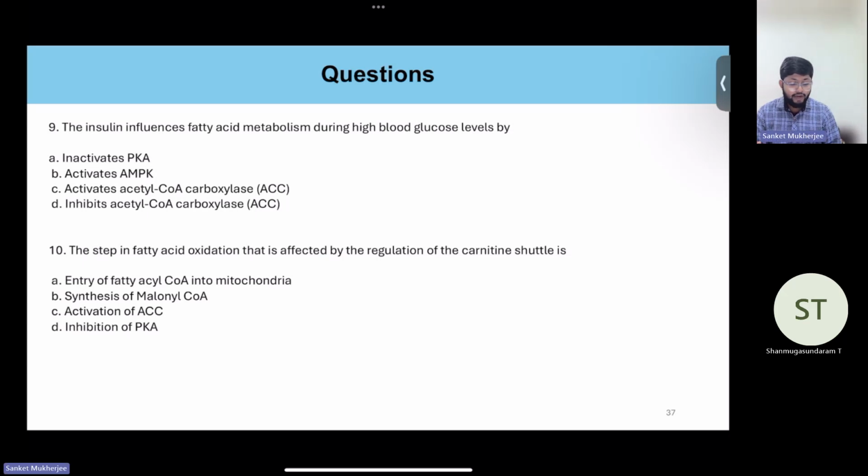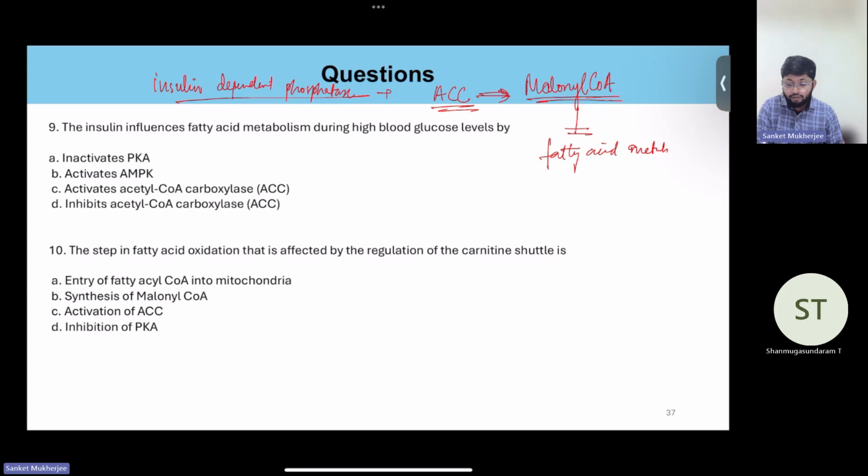So fatty acid metabolism is actually regulated by insulin, because insulin has insulin-dependent phosphatase. So insulin-dependent phosphatase dephosphorylates acetyl-CoA carboxylase, and which in turn activates it. And this is the enzyme which is responsible for synthesis of malonyl coenzyme A. And malonyl coenzyme A is an inhibitor for fatty acid metabolism, or we can say beta oxidation in general, right?